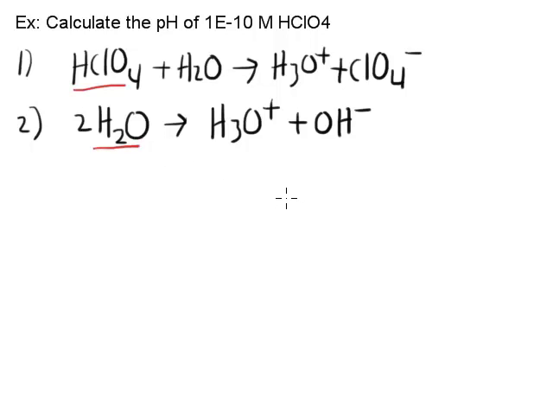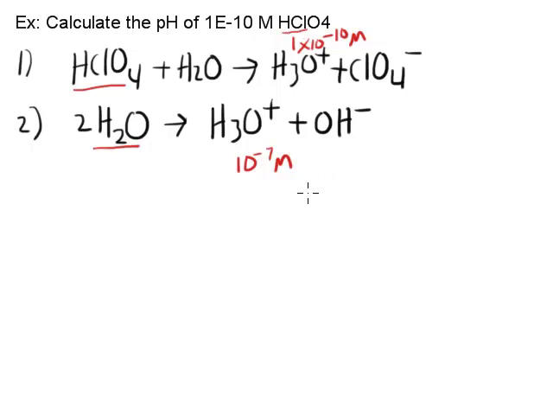In this example, it's a little bit trickier to figure out which one is important, or if both of them are. You can always use both of them if you're not sure. But in this case, we're going to get 1 times 10 to the negative 10th molar hydronium from our perchloric acid. From the water, Kw is 10 to the negative 14th because each of these are 10 to the negative 7th molar: 10 to the negative 7th molar hydronium and 10 to the negative 7th molar hydroxide.